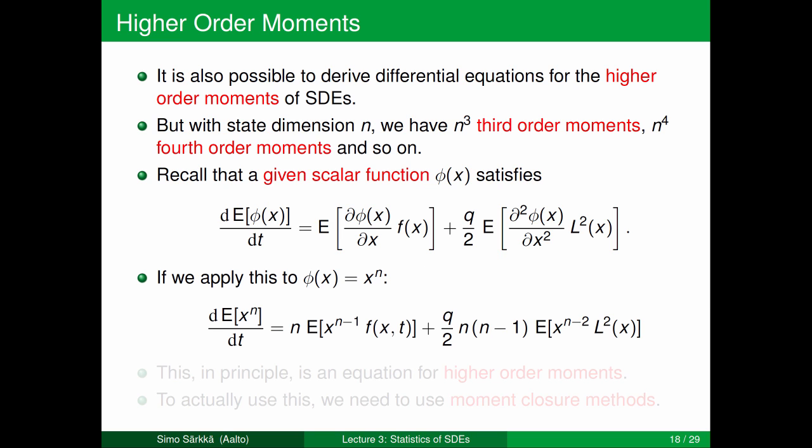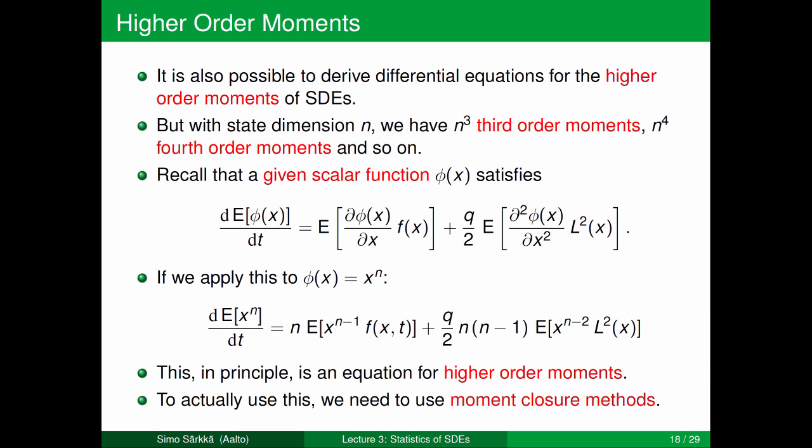If we now apply this result to the function phi(x) equal to x to the power n, we will get that the time derivative of the expected value of x to the power n is equal to n times the expected value of x to the power n minus 1 times f plus q over 2 times n times (n minus 1) times the expected value of x to the power n minus 2 times L squared. So of course the first n comes from the first derivative and n times (n minus 1) comes from the second derivative. This in principle is an equation for the higher order moments.